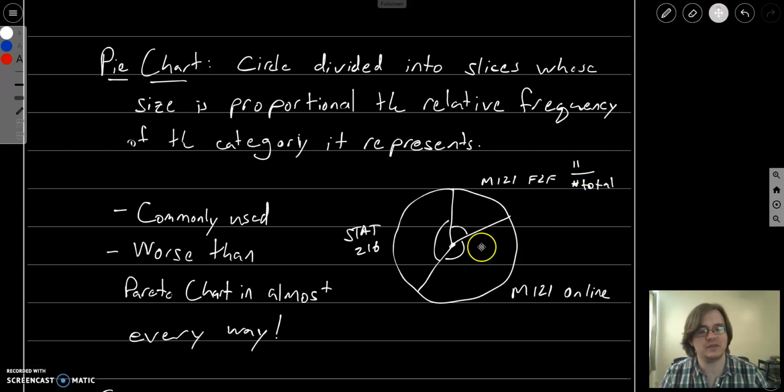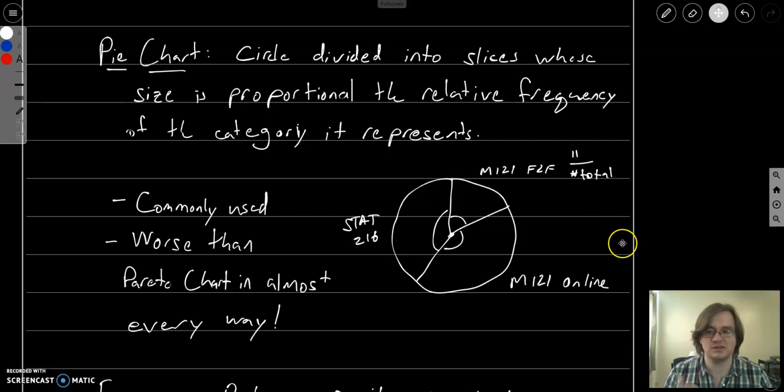I think the only time that I could think of is if you had 100 different categories and a lot of them were too tiny. In a Pareto chart, that would be really long. In a pie chart, you can just squeeze them in as really tiny slices. Outside of that, a Pareto chart should be used every time, more so than a pie chart.